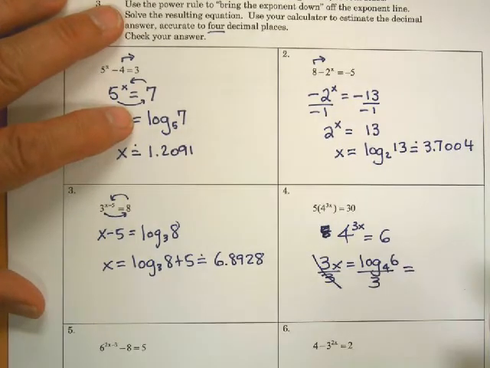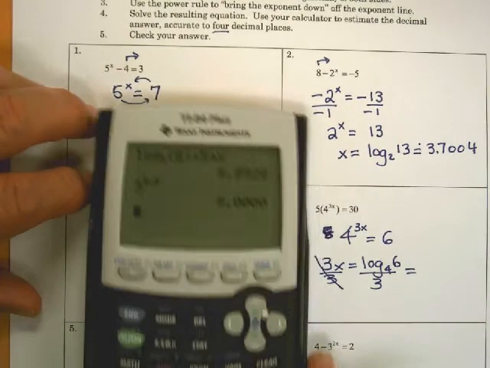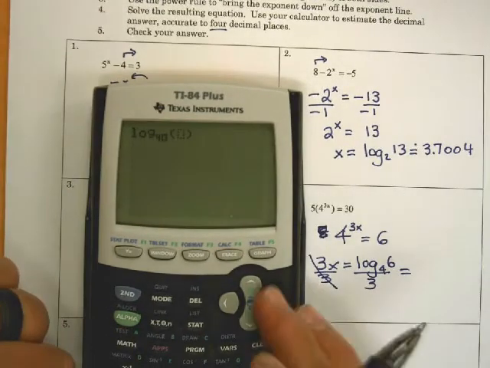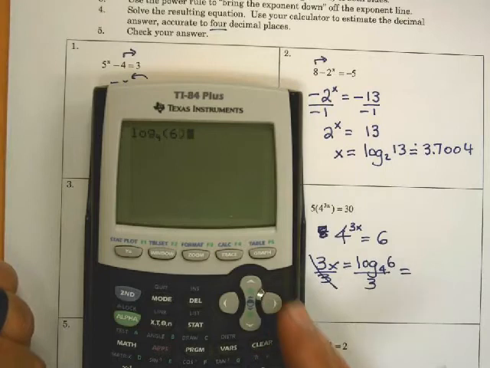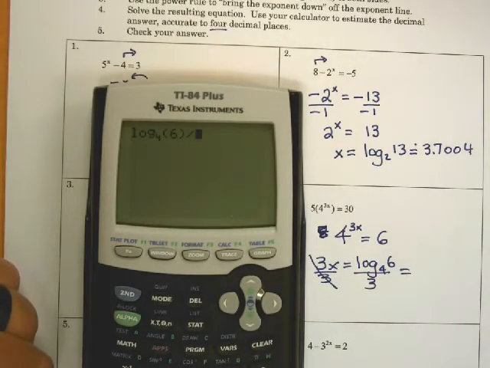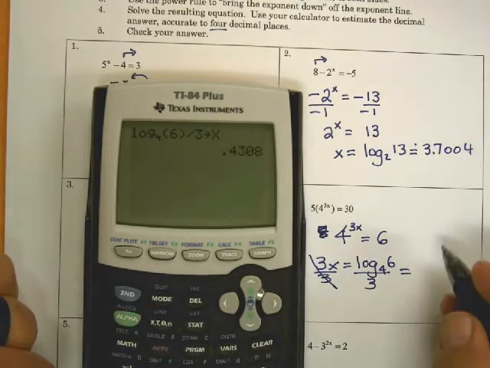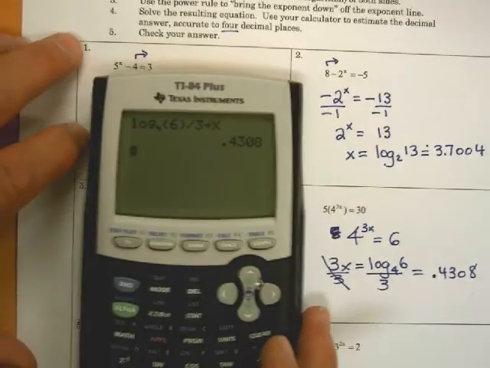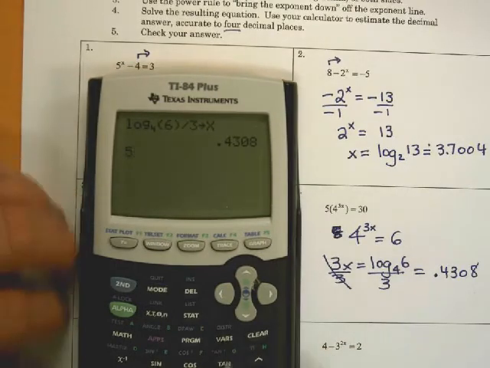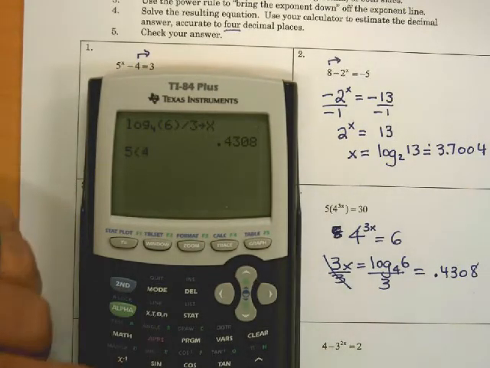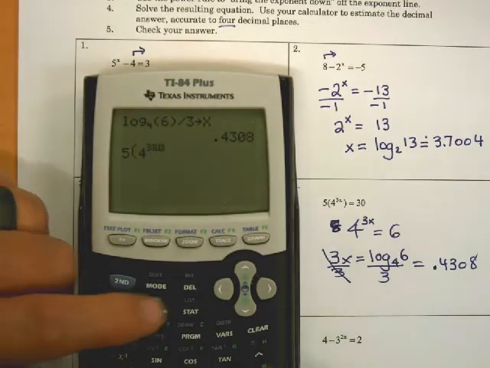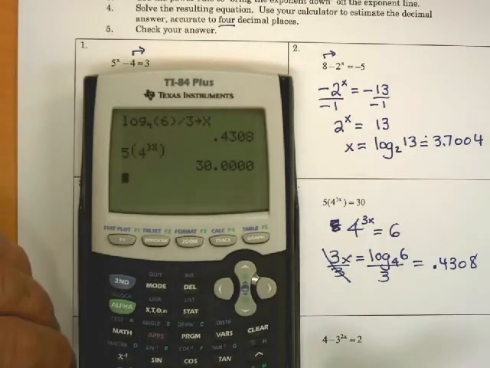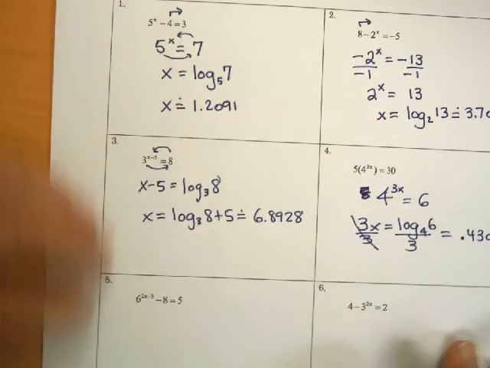So let's find out what log base 4 of 6, all divided by 3, gives. Math, alpha math. There's my log base 4 of 6. Divided by 3, stored for x. 0.4308 is the supposed answer, and I'm going to check it by typing the original problem just as it appears. And we're hoping this gives 30. And we're good. Okay, we're on a roll here.